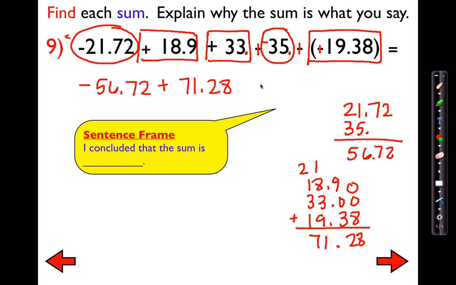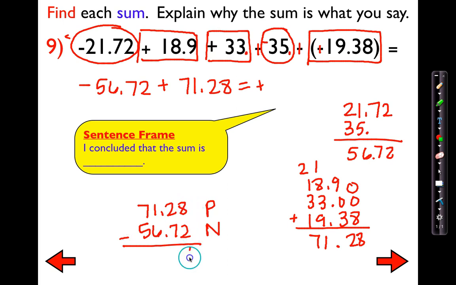Now that I've separated them into negatives and positives, I can simply compare. There are definitely more positives. Let's see how many more positives there are than negatives. There are 71 and 2800ths positives, and there is 56 and 7200ths negatives. So how many more positives are there than negatives? Well, we're going to have to find the difference.